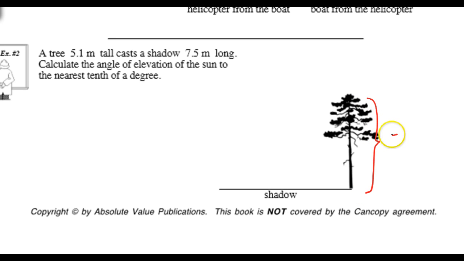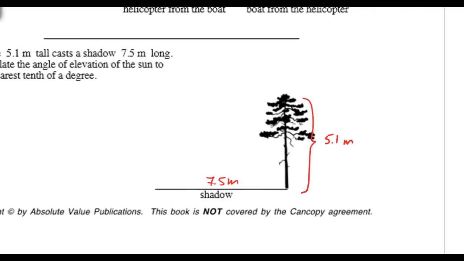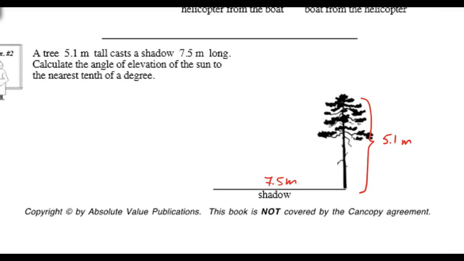So the tree is 5.1 meters tall, and it casts a shadow that's 7.5 meters long, so 7.5 meters down here. Calculate the angle of elevation of the sun to the nearest tenth of a degree. So you have to kind of picture this now.